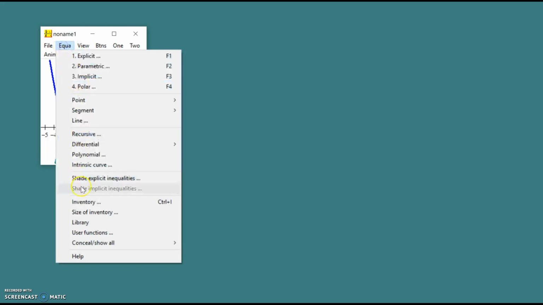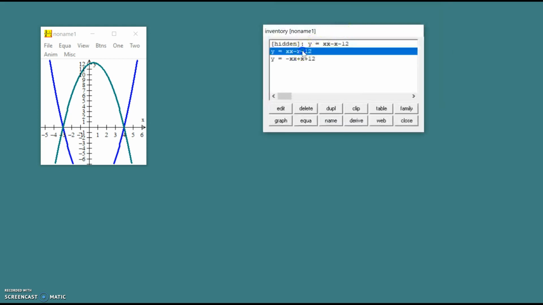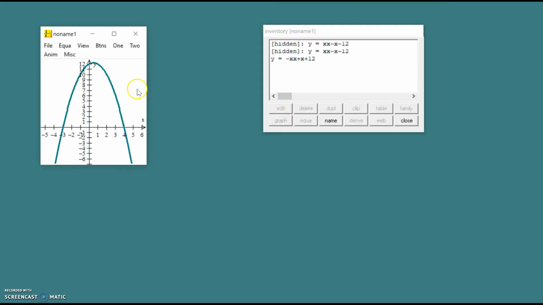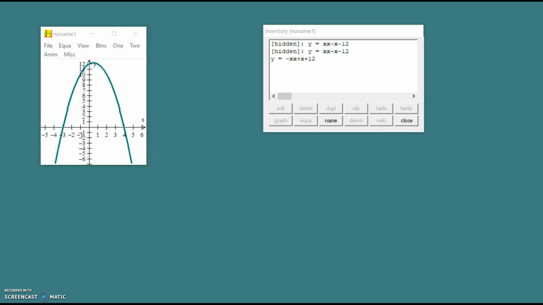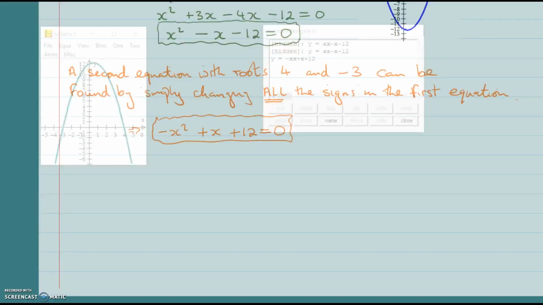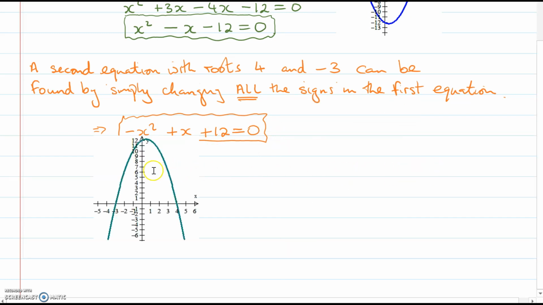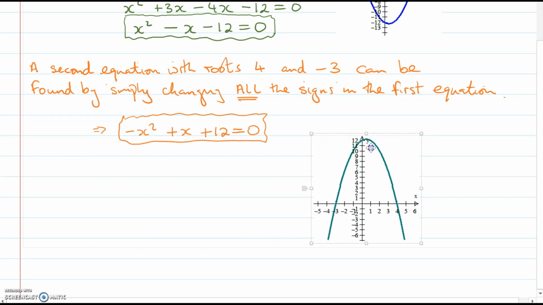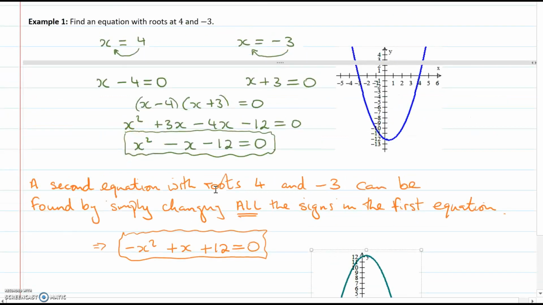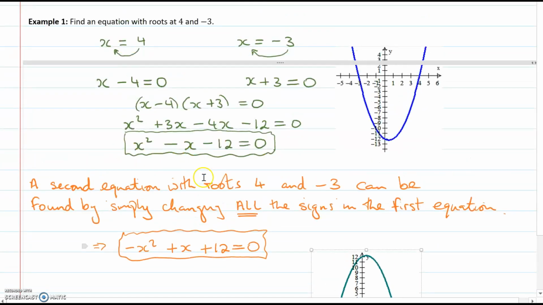Let's just hide this first one so that you can see all of it here, and we'll copy and paste that one over as well. So there you go. If we can just position this properly, those are two equations: the blue one that we had previously and the green one that we have now. And both those equations have roots at 4 and negative 3.